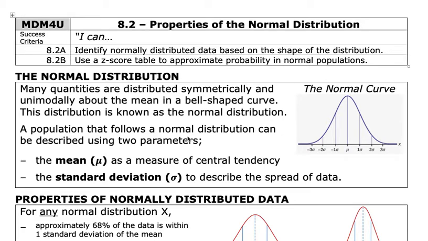A population that follows the normal distribution can be described using two parameters: the mean, mu, as a measure of central tendency, and the standard deviation, sigma, used to describe the spread of data. So, if we're measuring some random variable, it's likely that it fits the most common type of distribution where it's centered around the mean and is symmetrical.